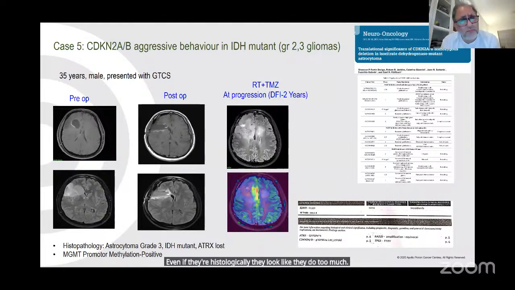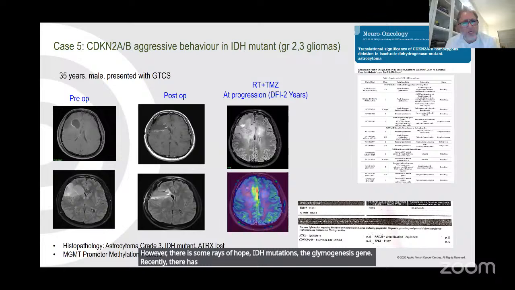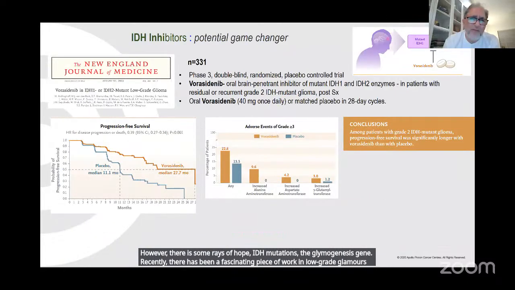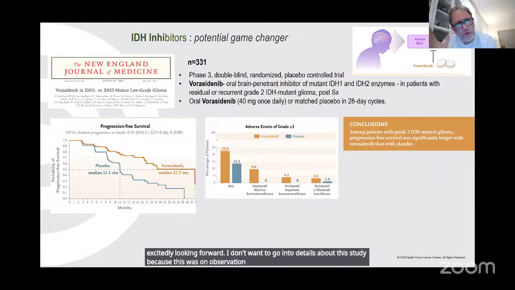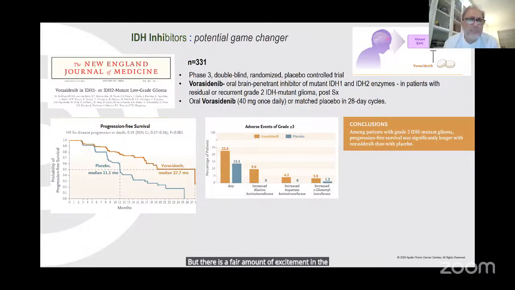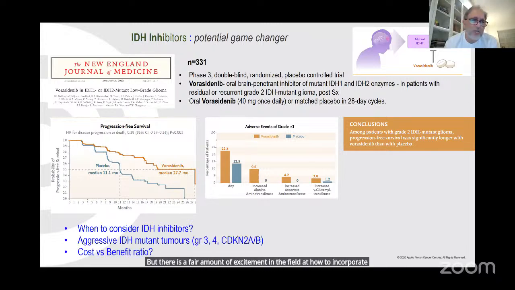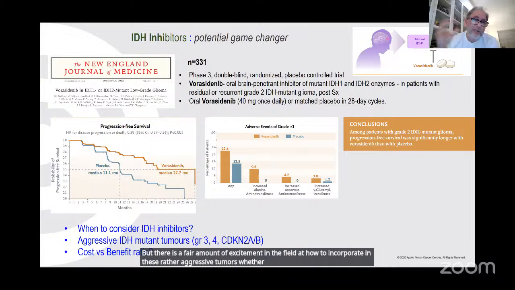However, there is some ray of hope. IDH mutation is a gliomagenesis gene. Recently, there has been a fascinating piece of work in low-grade gliomas where they have identified an IDH inhibitor called vorasidenib. And we are very excitedly looking forward. I don't want to go into details about this study because this was on observation versus the drug, but there is a fair amount of excitement in the field about how to incorporate it in these rather aggressive tumors, whether we can use it in grade 4 and grade 3 astrocytomas who are IDH mutant as well.